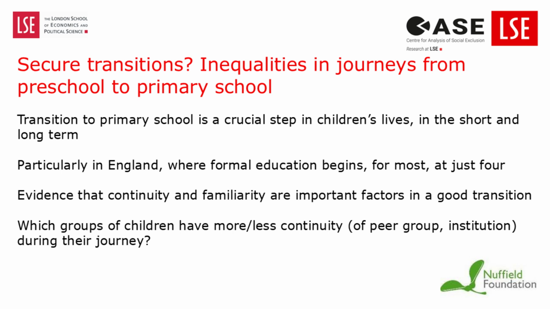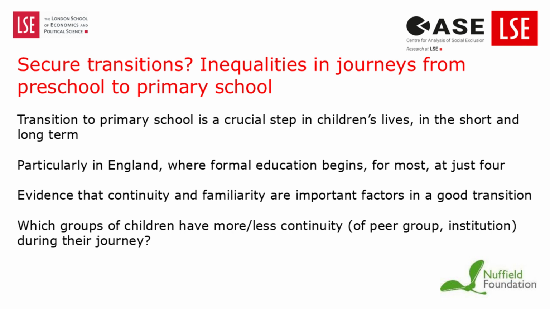And we're also interested because in the long term, there's evidence that a good transition, a good start to primary school can have a relationship with later attainment and later well-being. And particularly this is important in England because formal education begins for most children at just 4, so that's when they start primary school, so they're very young. And so there's evidence that continuity and familiarity are very important factors in a good transition. And we're able to use the data to look at which groups of children have more or less continuity of peer group and of institution during their journey from preschool to primary school.